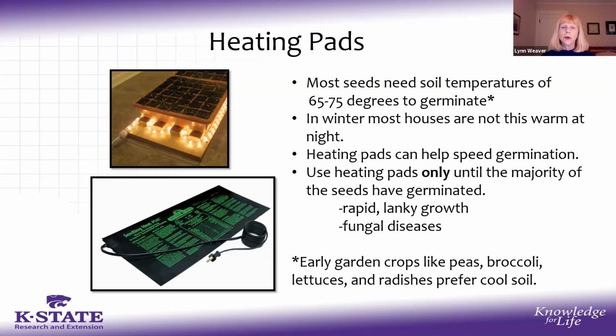Most houses in the winter are not 65 or 70 degrees, especially at night. So you can get a heating pad to speed germination and provide more uniform germination. You're going to have your container on the heating pad only until the majority of the seeds have germinated. If you leave it on longer, those plants are going to grow too quickly. They're going to be tall and spindly, not strong stemmed, and you're also opening the door to fungal diseases.